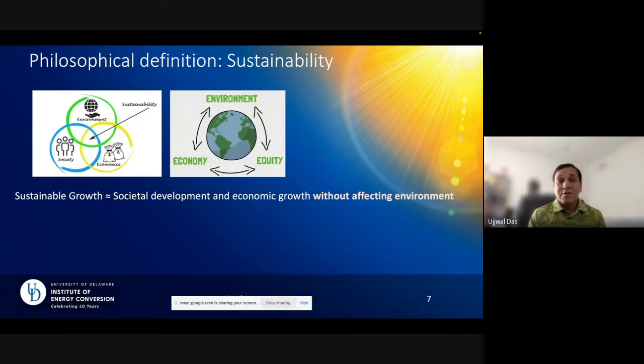Unfortunately, those three things are interrelated, interlinked. So if you change one of them, the other two will also change. That's sort of shown in the right side image. What I mean by that is if you start growing your economy, you need better development, and you need a lot more energy to get that development. But the process we use to generate that energy affects the environment. It also affects human lives. So that's the equity and the society.